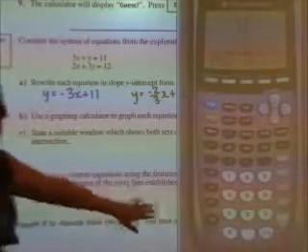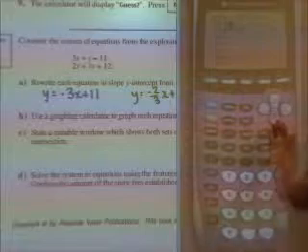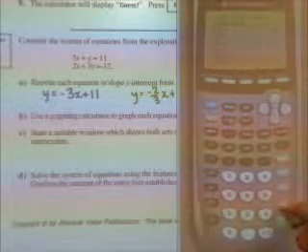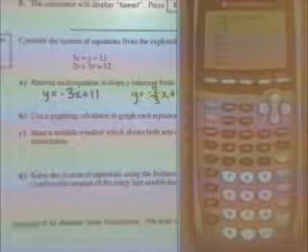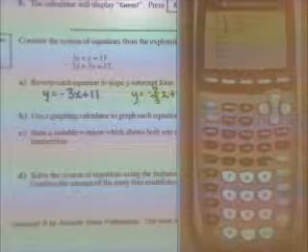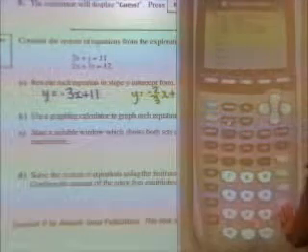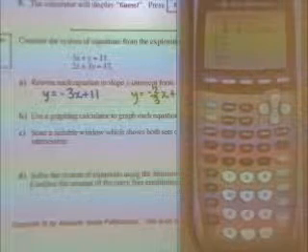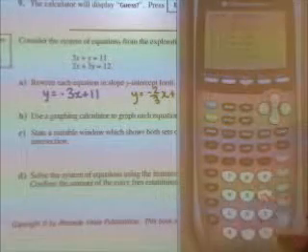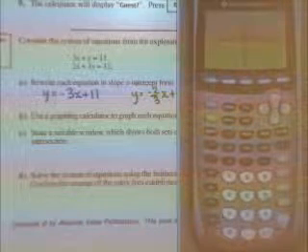So I grab my y equals, whatever equations you have in for y1 and y2, so y1 equals negative 3x plus 11. And then for y2, I'd use brackets to put in my negative 2/3, which would be negative 2 divided by 3, x plus 4. So we start off with a standard window setting, my zoom 6, and see if I can see the two graphs. So there's my first equation, and there's my second equation.